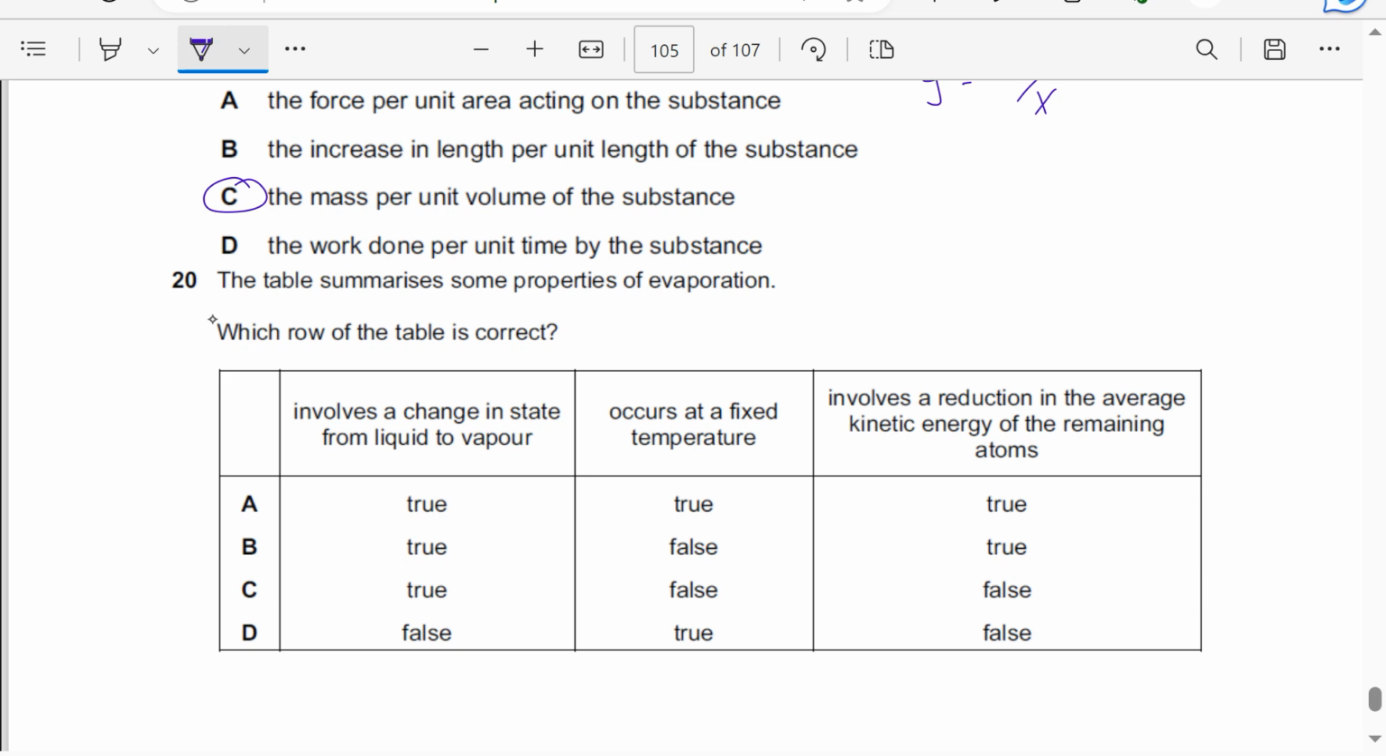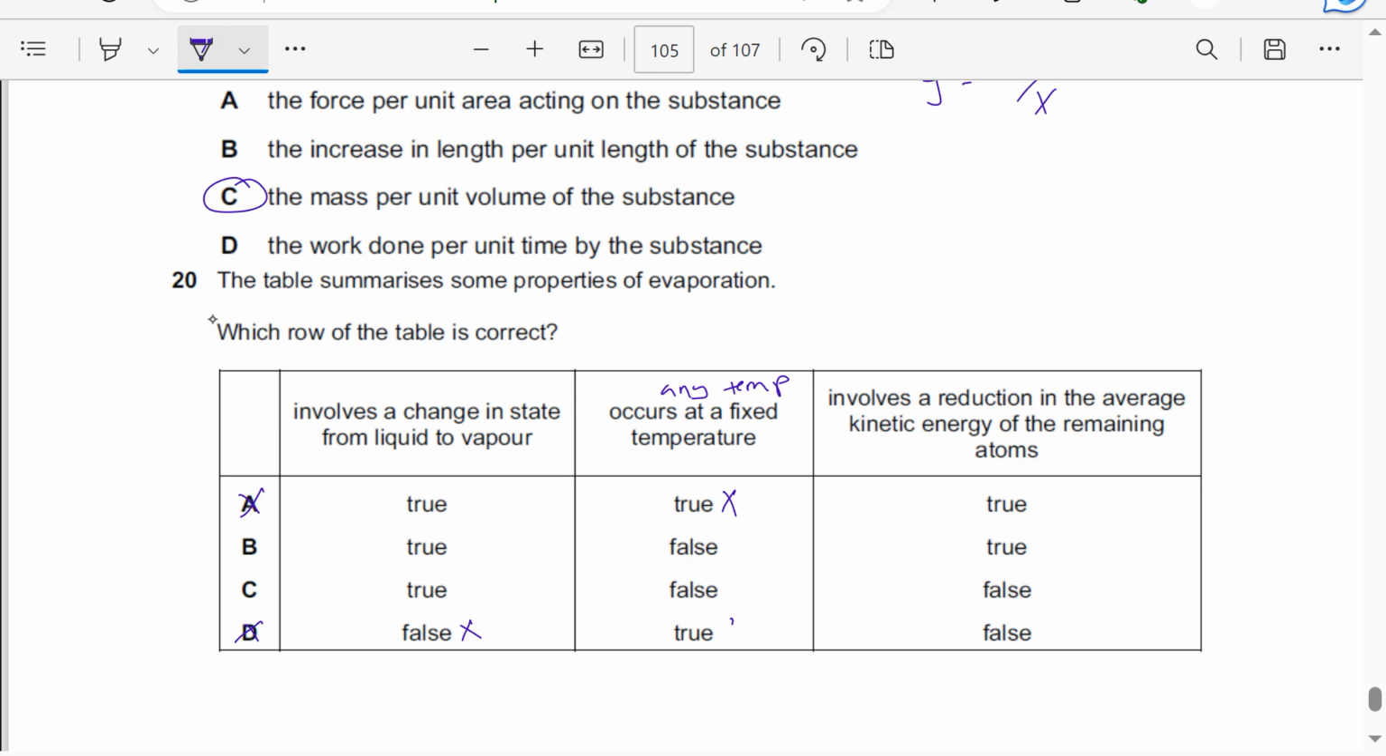Involves a change in state from liquid to vapor. Of course, evaporation involves a change of state, so the false part is out, D is out. Occurs at a fixed temperature. Evaporation can occur at any temperature, so it means the true part is out, so we have eliminated A. Whether heating or not, there is evaporation. So we remain with B and C.